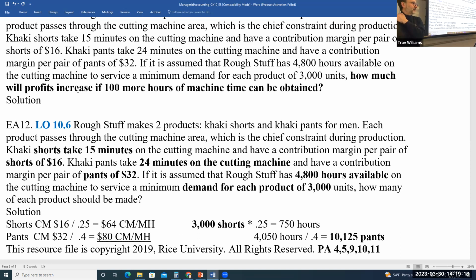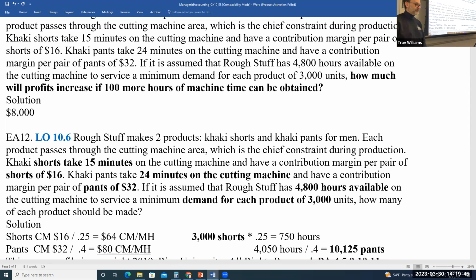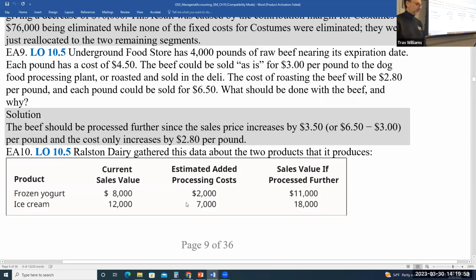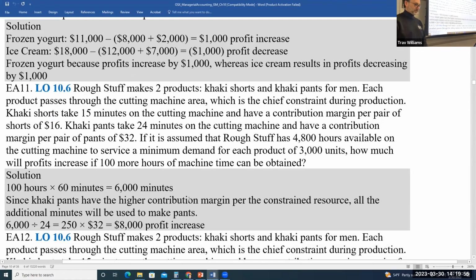How can we figure that out? What was that? 80 times 100? Yeah, I think that's right, because $80 of contribution margin per machine hour, we have 100 more hours. Makes sense. All right, let's double check that. Yep, $8,000.